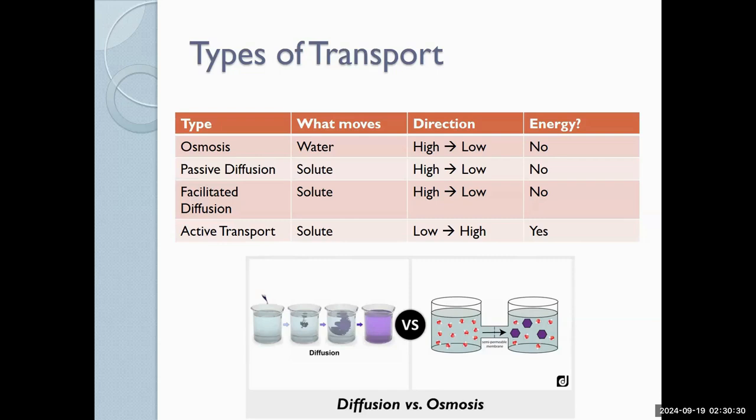Osmosis is the term for anytime water moves. And water will always move from where it's high, most abundant, to where it's low. Just think about how water moves from the mountain to the ocean. And this requires no energy whatsoever. We describe this as passive. Diffusion is when we move a solute.